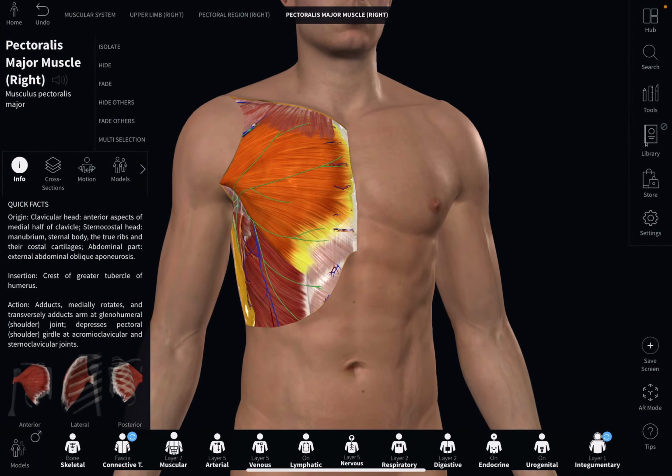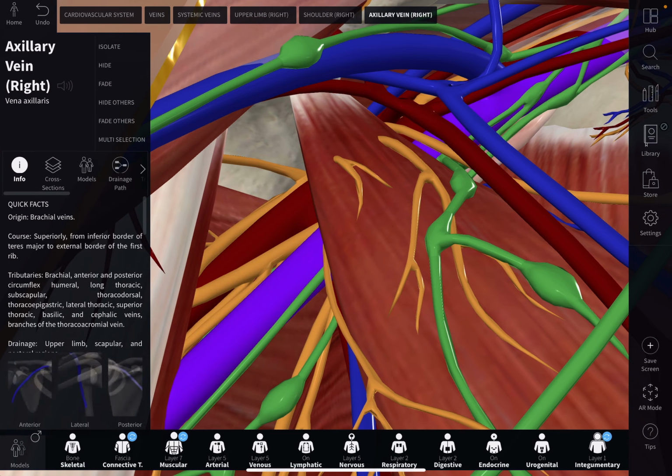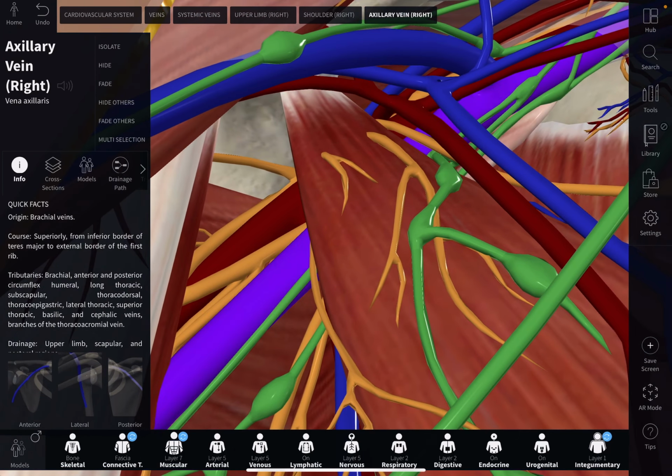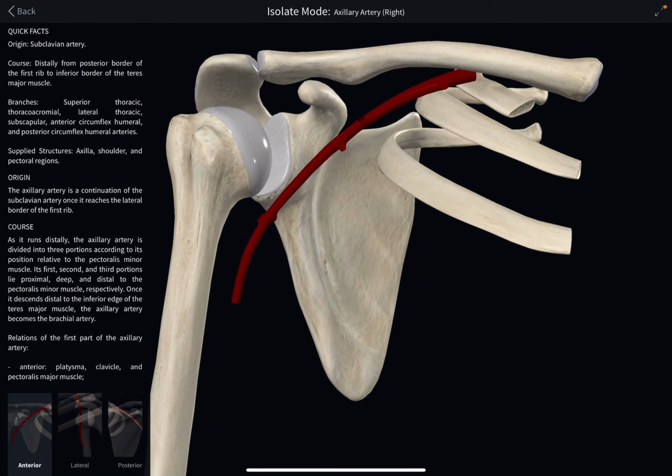So deep to the pectoralis major, we find the pectoralis minor muscle. This pectoralis minor muscle is going to divide the axillary artery into parts. Here is the axillary sheath that covers the axillary vessels and cords of the brachial plexus. When I remove it, I can see the axillary vein, which lies medial to, ventromedial to the axillary artery. So here is the axillary artery. It is divided by the pectoralis minor muscle into three parts.